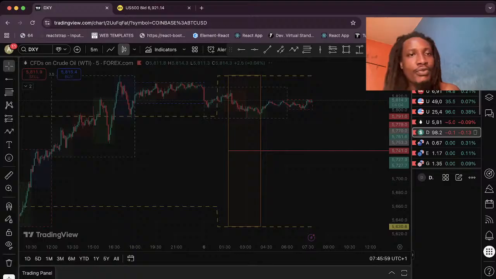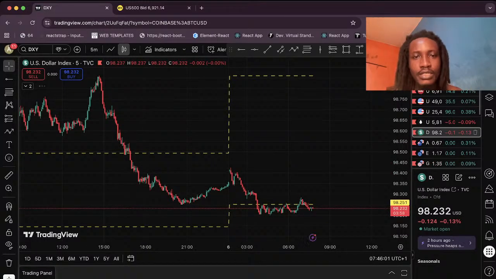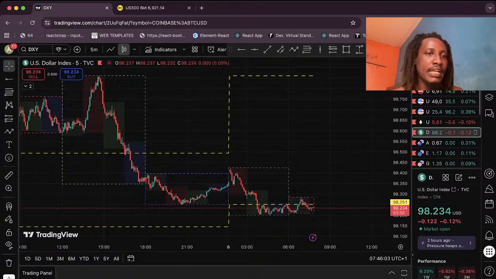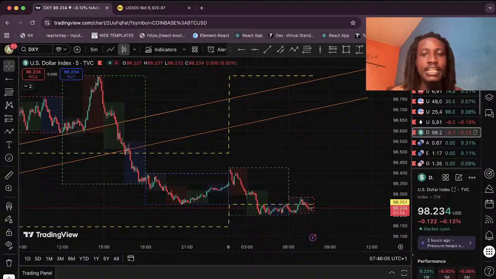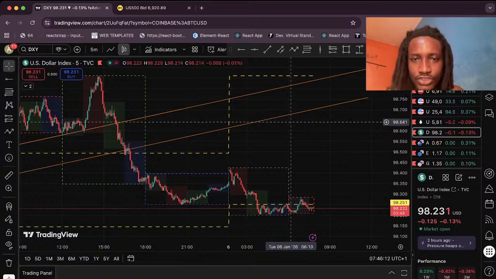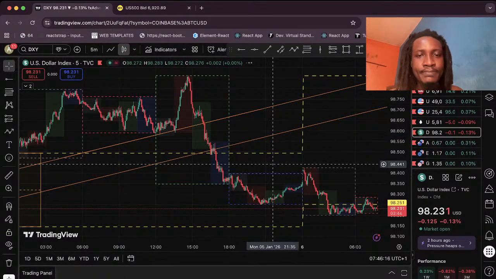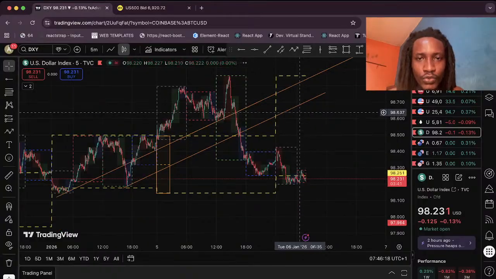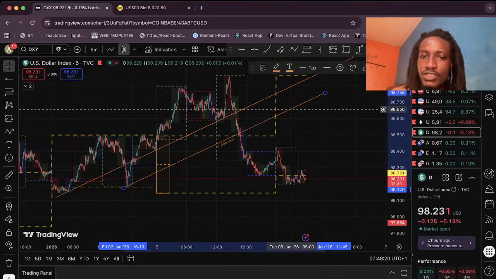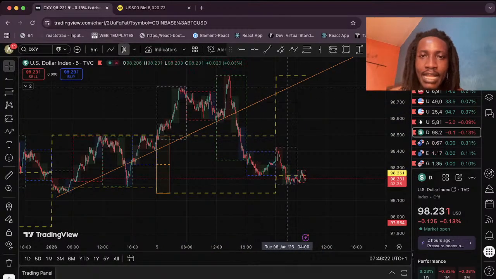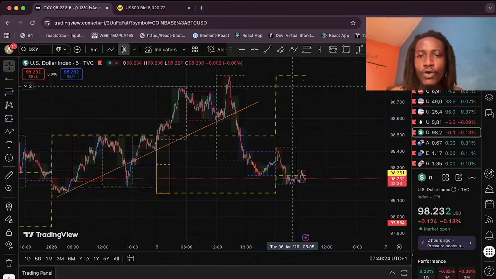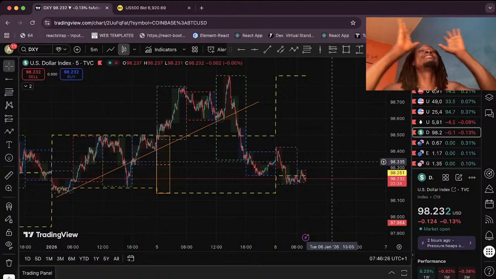The next item we have here in the watch list is obviously DXY. What is DXY? DXY, as you guys know, is the US index. That's the dollar index, right? And what do we use DXY for? We use DXY to gain an idea of what the dollar is doing in the general market.